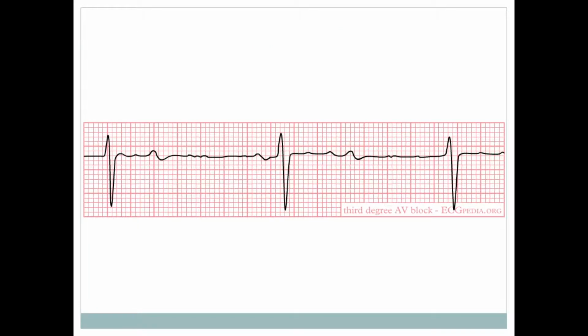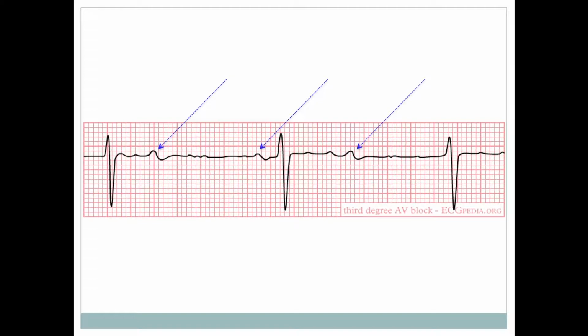So this is an example of a third degree heart block, a complete heart block, in which there's no temporal relationship between the P waves and the QRSs. Here you can see the QRS complexes is pretty obvious, but if you look closely you can see some P waves here and they don't correlate at all with the QRS complex.